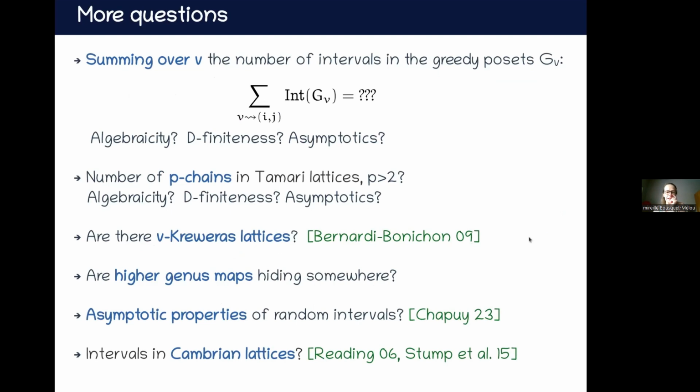In this work, there's a fourth kind of poset, Greve's poset on Dyck paths, which is a subposet of the Tamari one. I don't know if it has v counterparts. You can explore asymptotic properties of random intervals. There are these very interesting Cambrian lattices defined by Nathan Reading, which seem to have the same numbers of intervals. So there's a lot to do, and I will stop here.